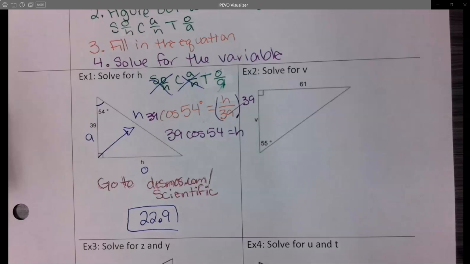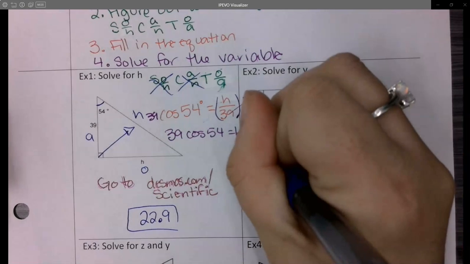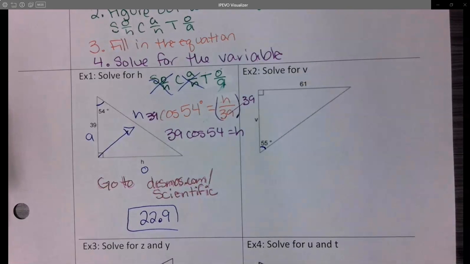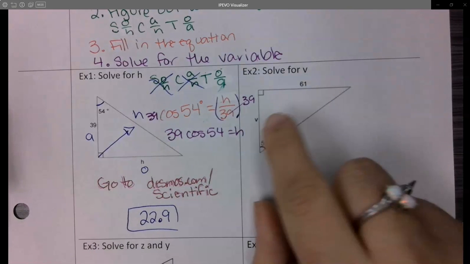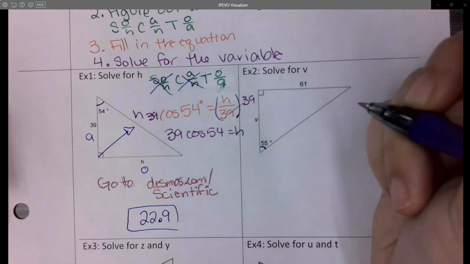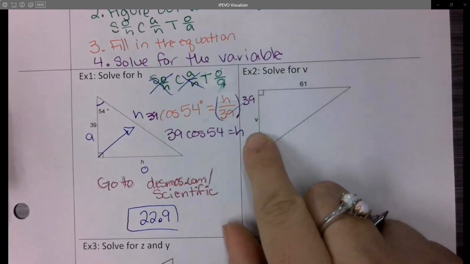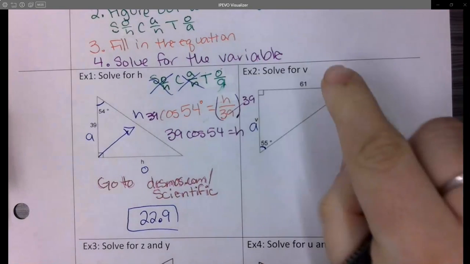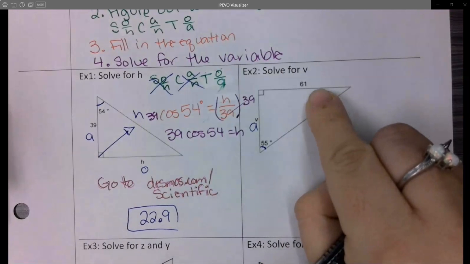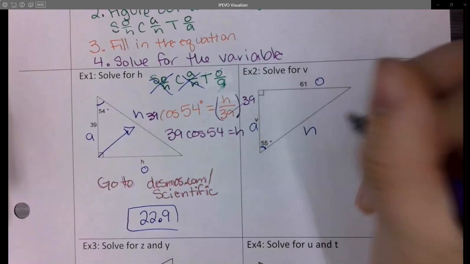Okay, so on number 2, I want to go ahead and label my things. Is this H, A, or O? A. 61 is A, and this one is H.